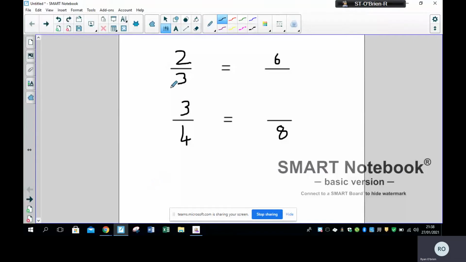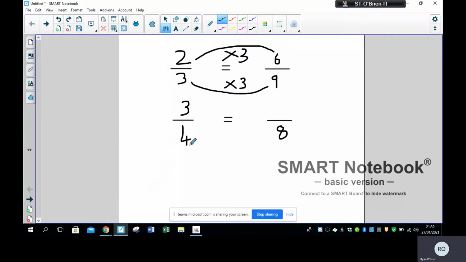Now, if we were looking to find the equivalent fractions here, so fractions which are worth the same, 2/3 equals 6 something. Well, I know to get from 2 to 6, I've had to times by 3, which means for the denominator, I also need to times by 3. And I know that 3 times 3 equals 9.